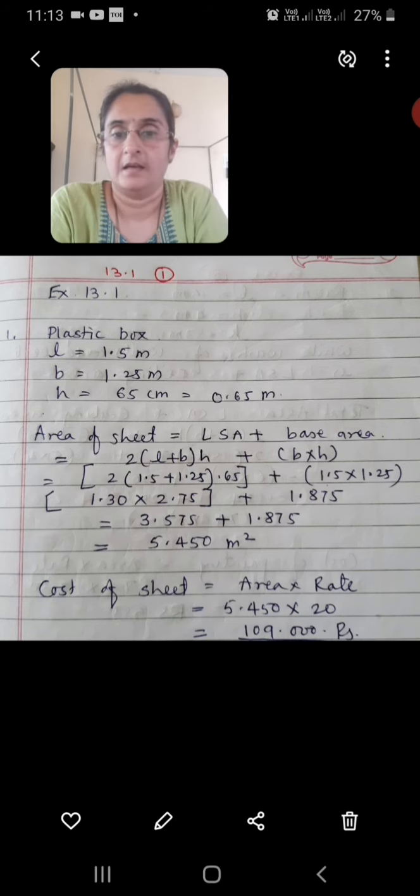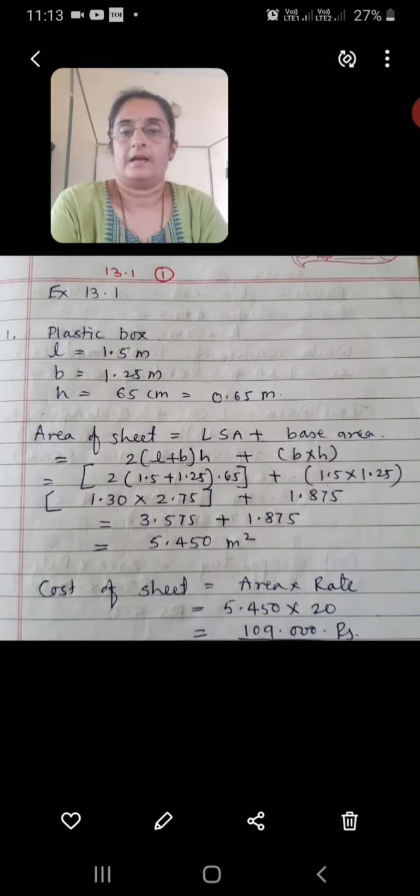in the first exercise. I have taken the first example here, 13.1. It is like this: a plastic box of 1.5 meter long, 1.25 meter wide and 65 centimeter deep is to be made. It is open at the top. Ignoring the thickness of the plastic sheet, determine the area of the sheet required to make the box and the cost of the sheet for it, if the sheet measuring 1 meter square costs rupees 20.